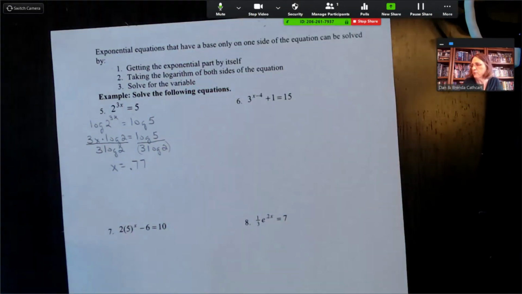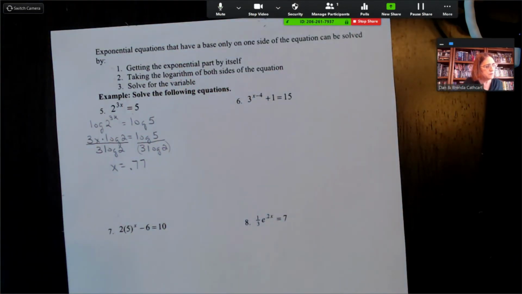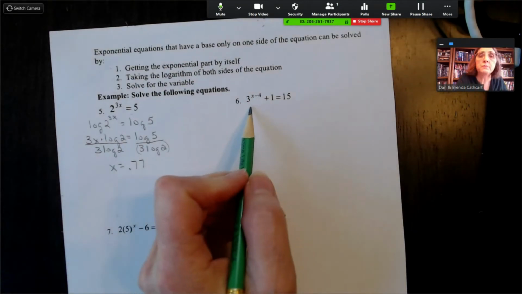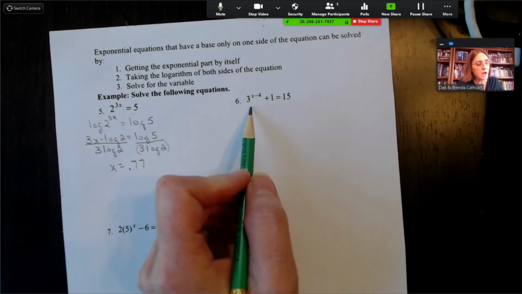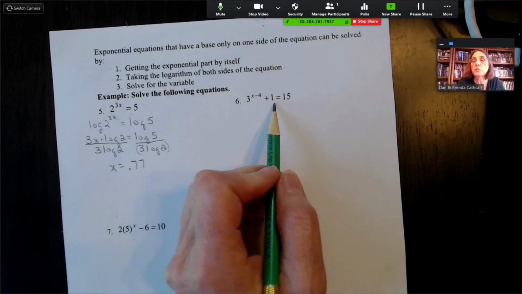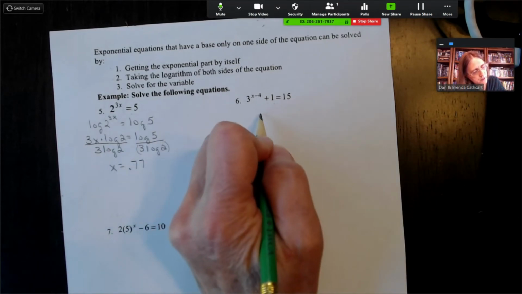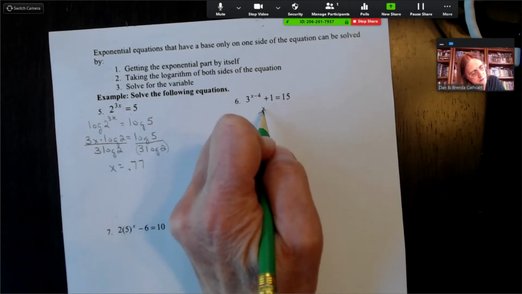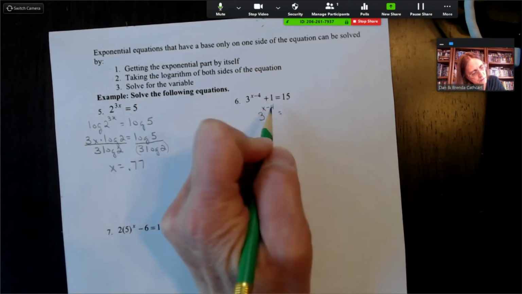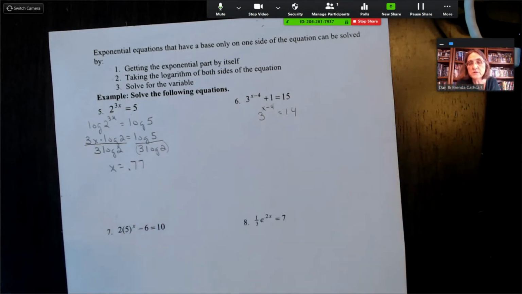All right, let's do another one. This one, the exponential expression is not by itself on one side of the equation yet. It has the plus 1 with it. So we need to undo this plus 1 by subtracting 1 from both sides. So we get 3 to the x minus 4 equals 14.